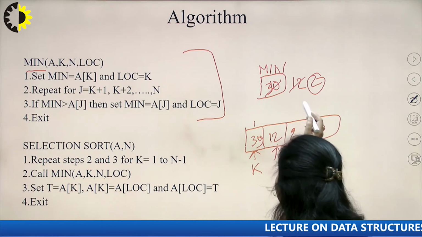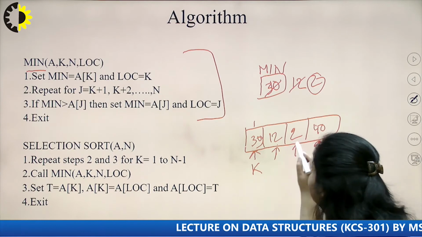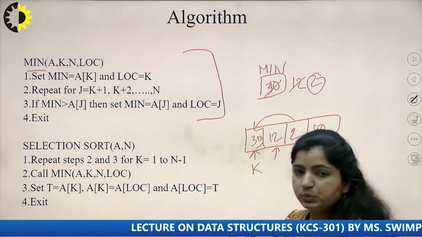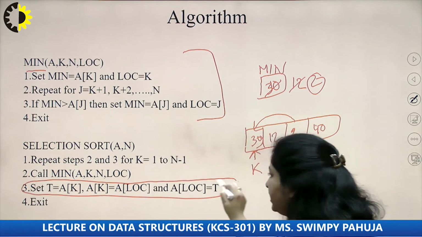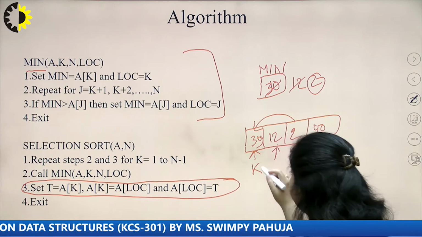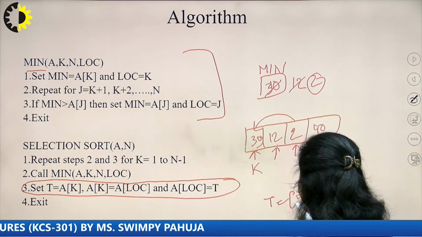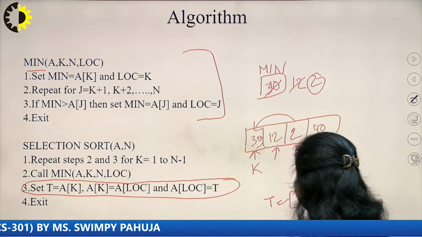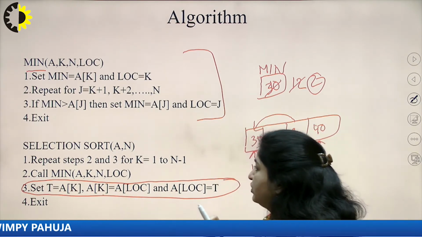And then when you got this minimum value, what you have to do is exchange it with the very first value, fine. So this code is just the code for swapping, where we have taken a temporary variable. This temporary variable is actually storing the value of this k, that is, the value 30, fine. Then ak is equal to a loc.